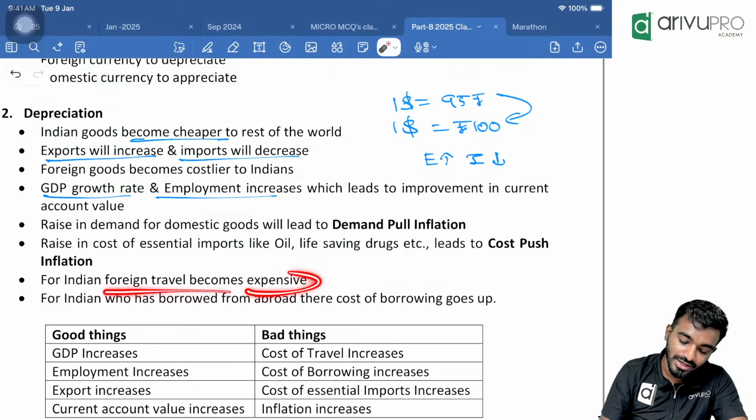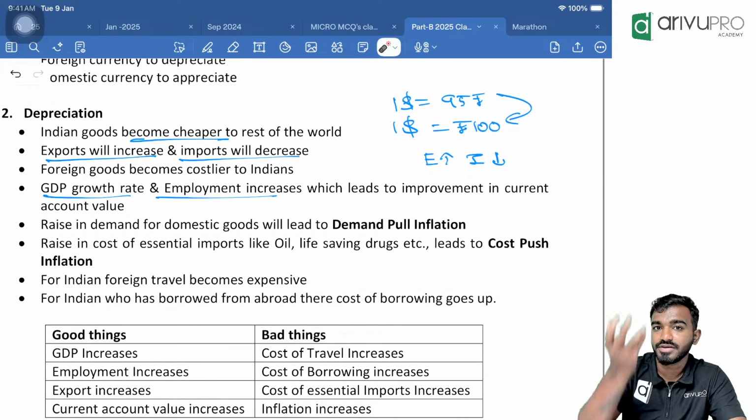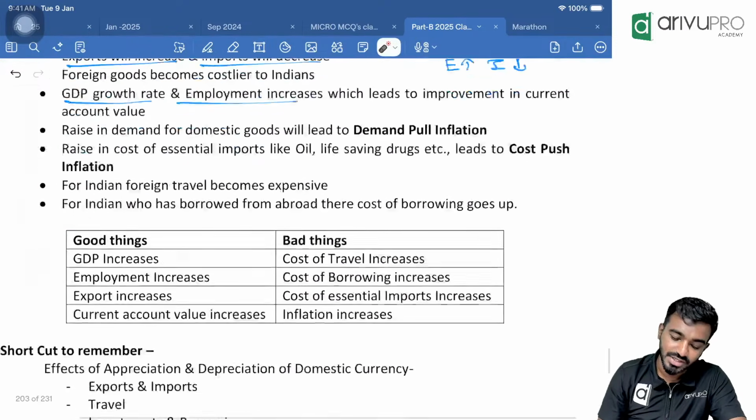Travel abroad for Indians will become expensive. Indians who have borrowed from abroad have to pay more money. Cost of borrowings will go up. So these are the effects of depreciation, good things and bad things.